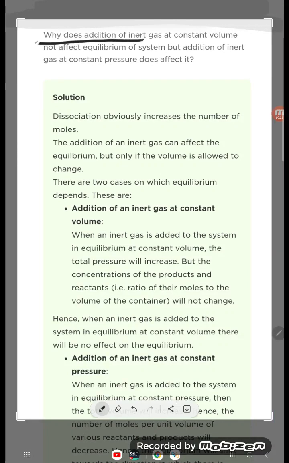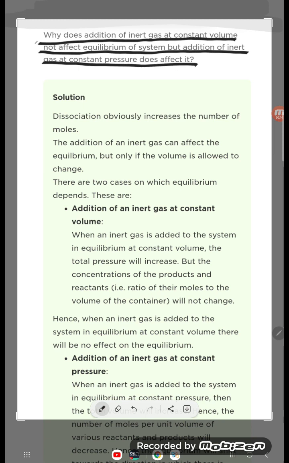Why does addition of inert gas at constant volume not affect an equilibrium system, but addition of inert gas at constant pressure does? So at constant volume, if you are adding inert gas, there will be no effect here, student.